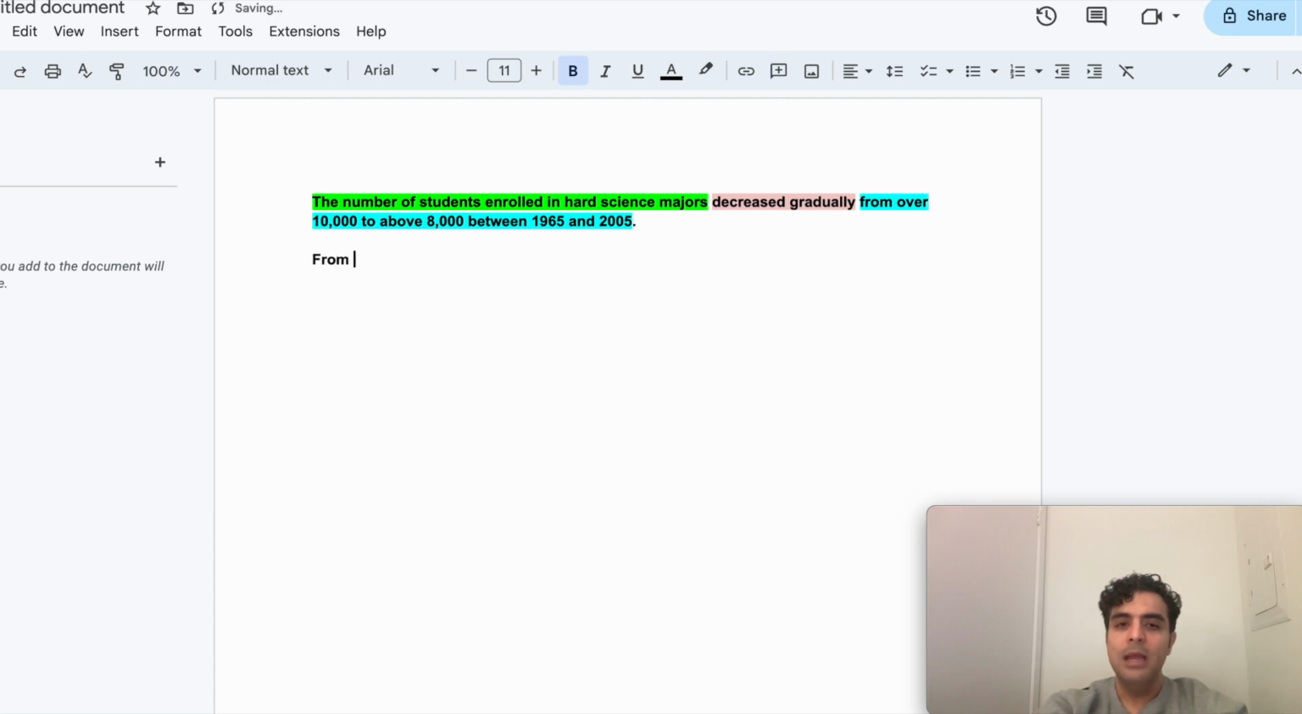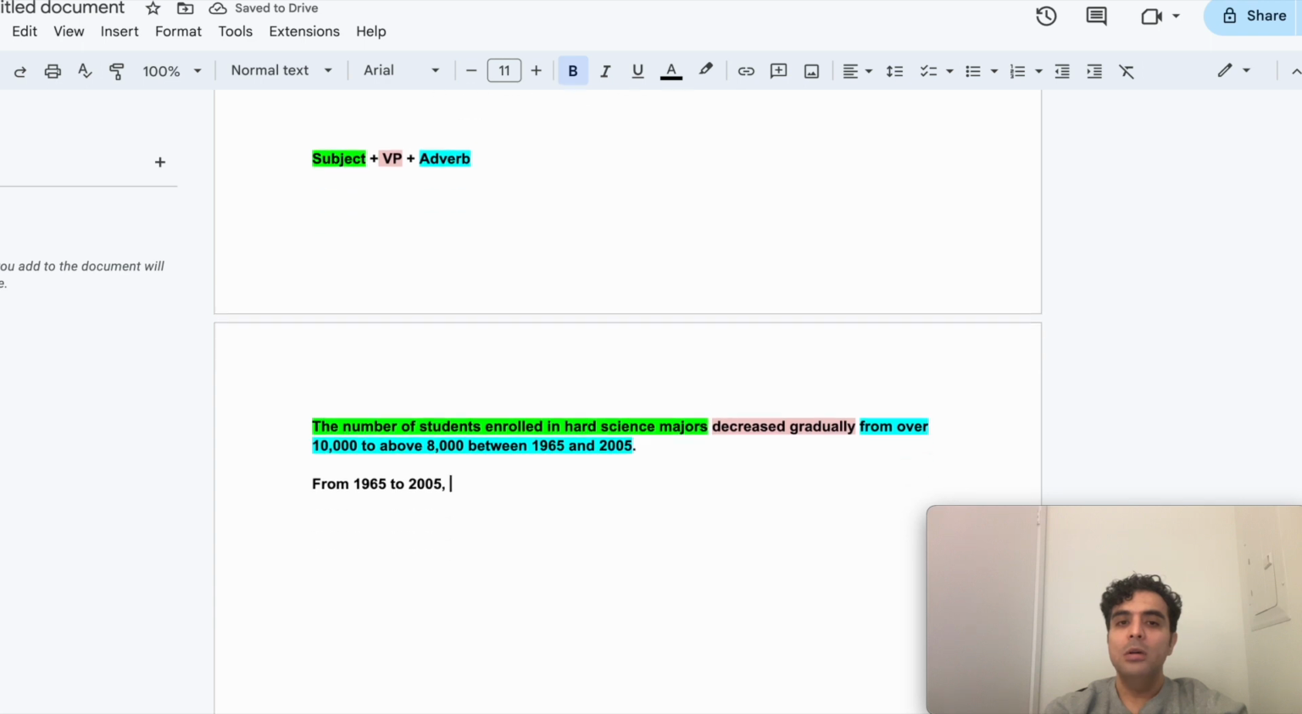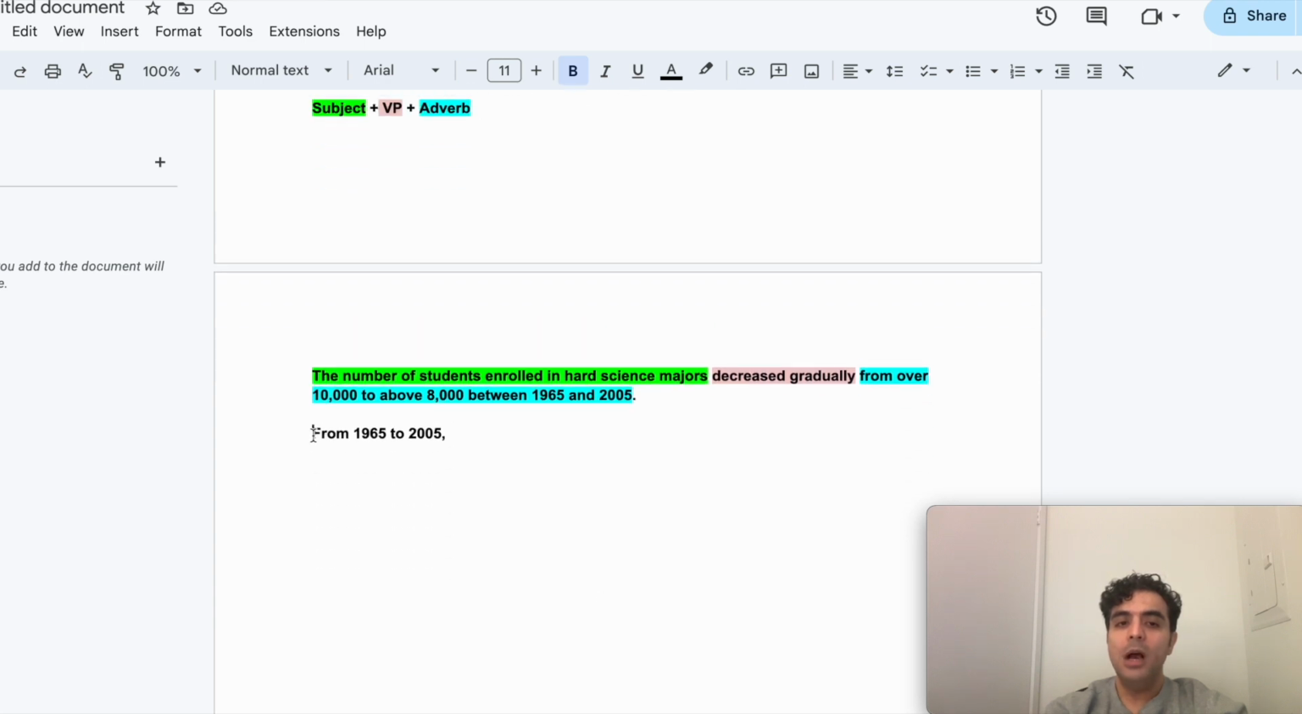Okay, what if I want to use the other structure and I want to create some variety? So this time I'm going to say from 1965 to 2005. Notice what I'm doing. I'm starting my sentence with the adverb this time. Okay? Now, I'm going to use the other structure, which was the noun phrase structure. What was that like? So remember we had there was, and then you add the noun phrase, and then you add in, the subject comes next, and the adverb appears at the end.